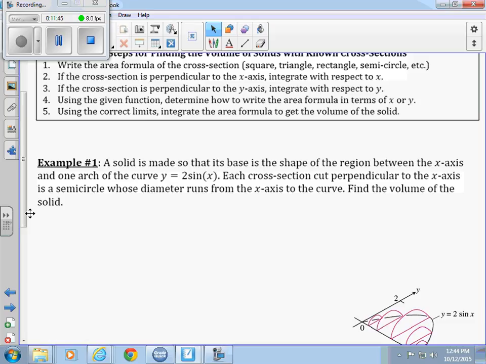There's an attempt to draw it. It's tough to draw a three-dimensional picture in 2 dimensions. So I've got this, pulling it out. My magnets, let's use your imagination. So we have our solid coming off of this curve. We are perpendicular to the x-axis.